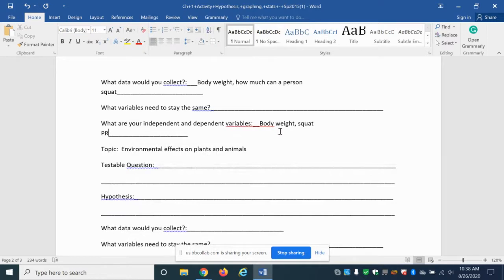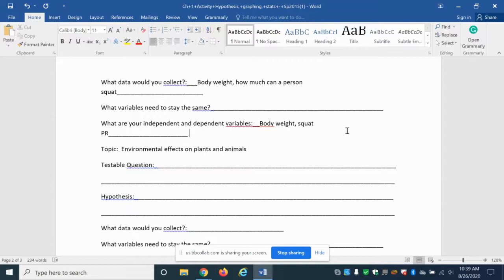And so your independent variable is going to end up on the x-axis. Your dependent variable is on the y-axis. So what we're really saying is the squat PR is going to depend on a person's body weight. So we're predicting if you weigh less, you're going to be able to lift less. And if you weigh more, you'll be able to lift more. And that is our measure of fitness. How much can you squat?